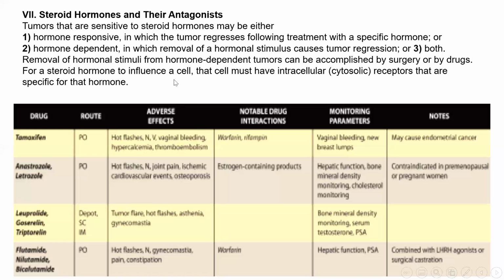But there is an important feature for hormonal treatment as chemotherapy: the presence of intracellular receptors for these drugs, because we know most of the steroid hormones work inside the cells.